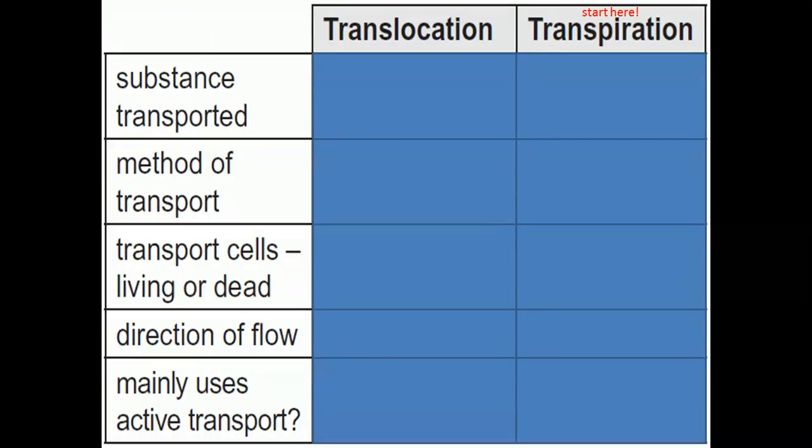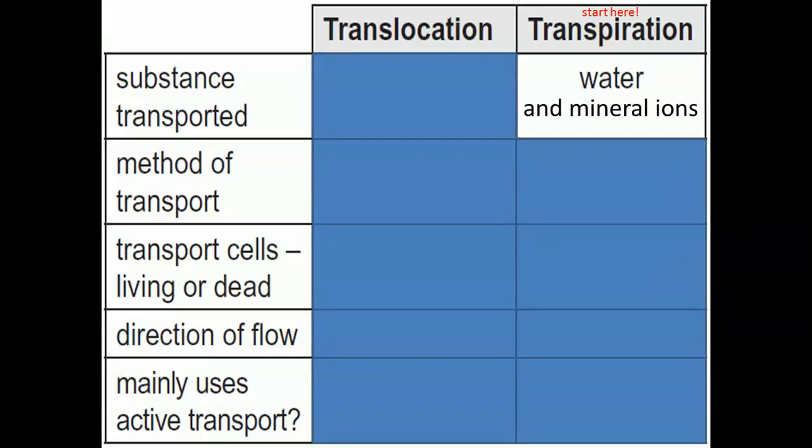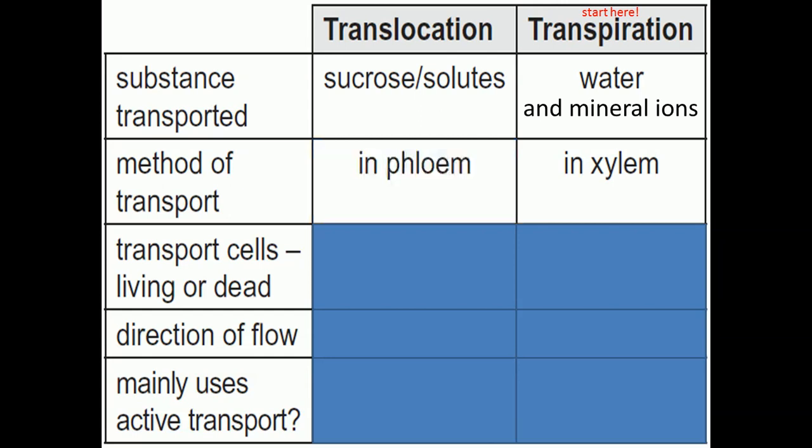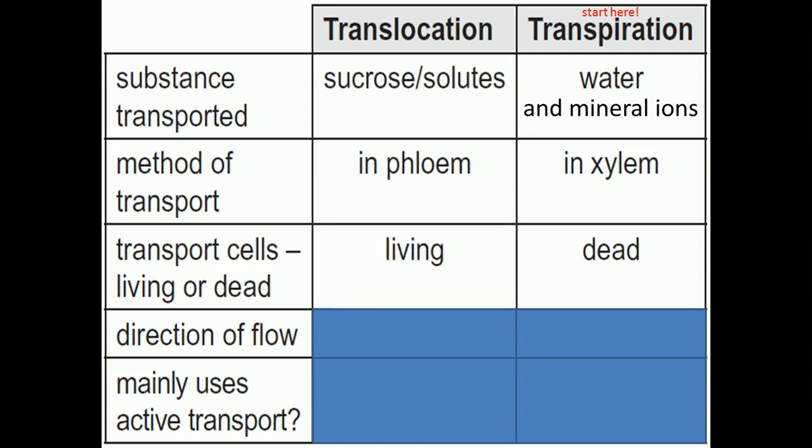So there are two key words here, translocation and transpiration. In transpiration, water and mineral ions are transported around the plant. In translocation, it is sucrose, although that could include other sugars or foods. Transpiration happens through xylem cells, whereas translocation happens in phloem cells, which are the phloem companion cells and phloem sieve cells. In transpiration, the xylem cells are dead, but in translocation, these phloem cells are living.